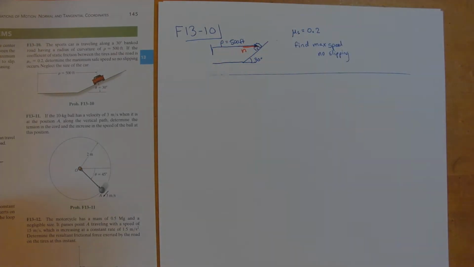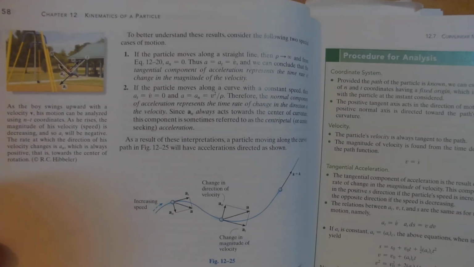And the binormal direction is perpendicular to the tangential direction and the normal direction. So that would be either up out of the page or down into the page. And there's a diagram in the book which we can use to determine which of those two directions it is. This is on page 58, in chapter 12, section 7.